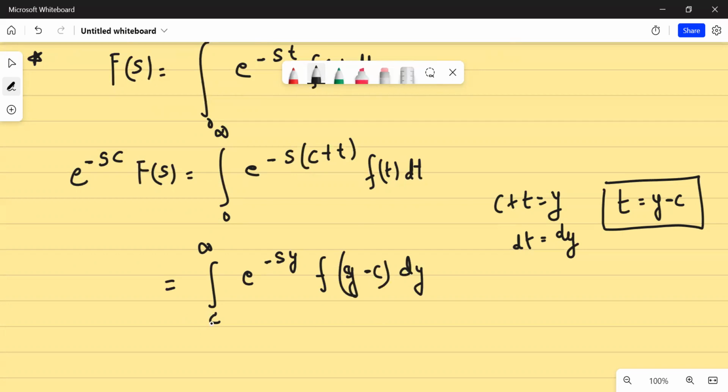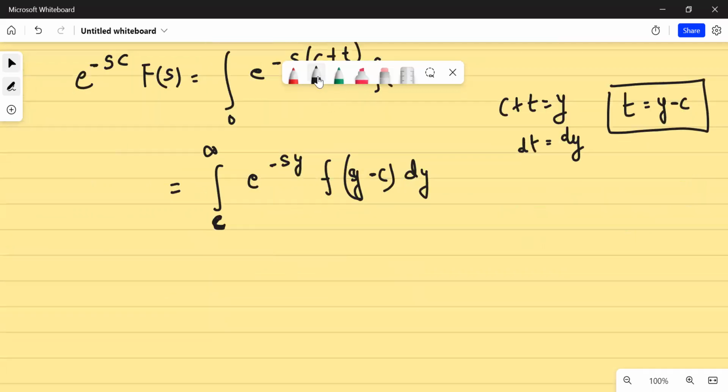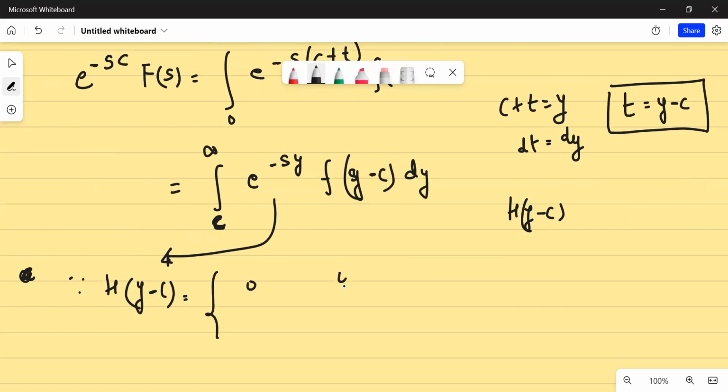Now see, whenever you define your Laplace transform, you always try to write the limit from 0 to infinity. So what I'll do is multiply this term with my Heaviside function. Why? Because from 0 to c, there is no such integral here. So I'll do something clever here. Since I know that the Heaviside function on c would be equal to 0 if y is less than c, and it would be equal to 1 if y is greater than c.